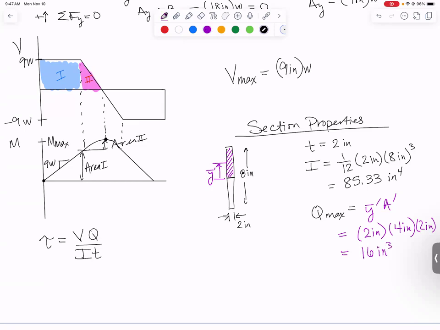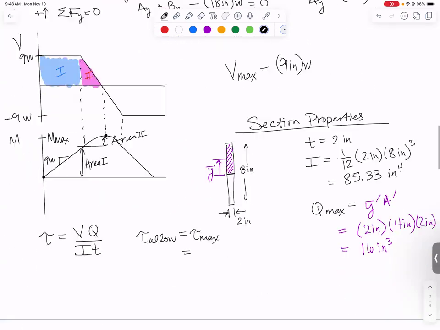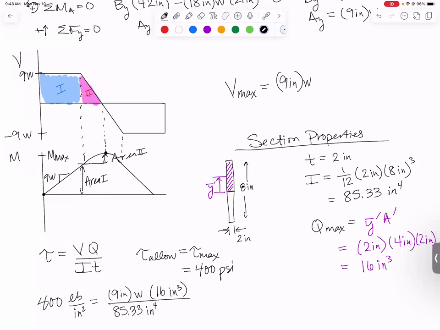Now we are ready to plug everything into our equation. The problem told me tau allow, which I'm going to set equal to tau max, was 400 psi. So let's plug it all in. On the left side, I'm going to have 400 psi, that's pounds per square inch. On the right-hand side, I have V max, which is 9 inches times W. Q is 16 inches cubed. Moment of inertia is 85 1/3 inches to the fourth. And thickness, we figured out, was 2 inches.